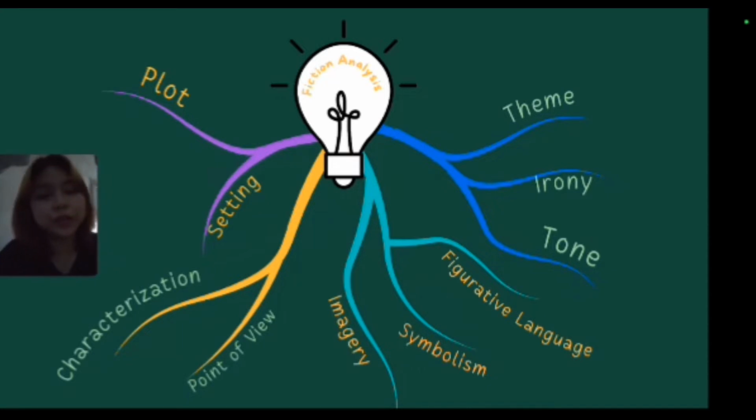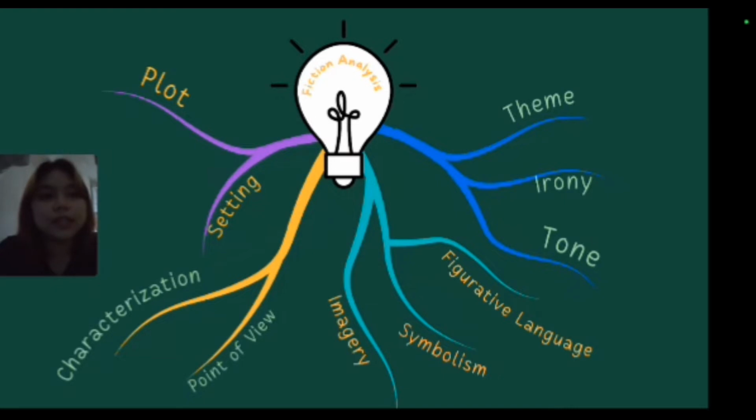Without further ado, we're going to go through our main discussion for tonight, which is about fiction analysis. Fiction analysis has to go through a process. What you see on your screens are the nine things that we have to know in order to analyze fiction. First is plot, second is setting, then characterization, point of view, imagery, symbolism, figurative language, tone, irony, and theme.